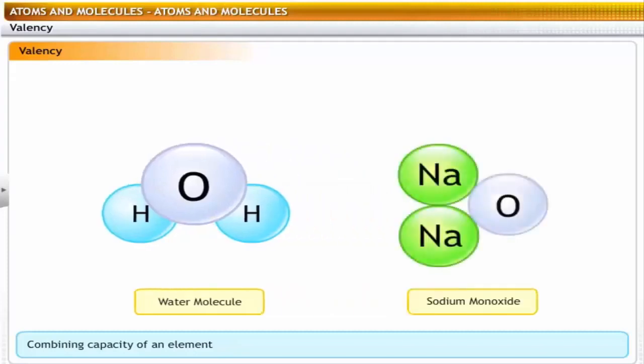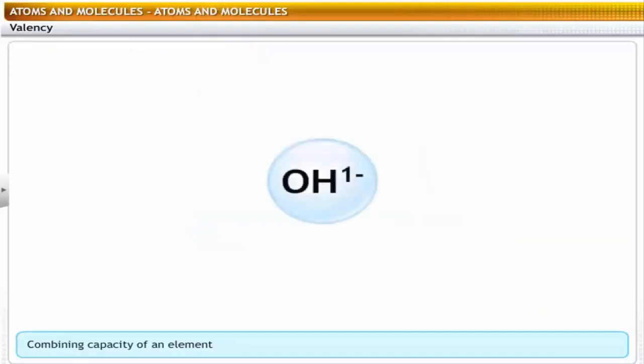Similarly, sodium monoxide has 2 atoms of sodium and 1 atom of oxygen. Thus, the combining capacity of sodium is 1 and oxygen is 2. Here the compound is formed by 2 different elements, and such compounds are called binary compounds. Some compounds have more than 2 elements or a group of elements as ions. For example, an OH ion. It consists of hydrogen and oxygen atoms, and its valency is 1.